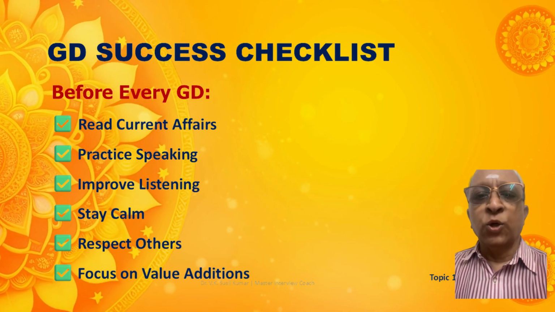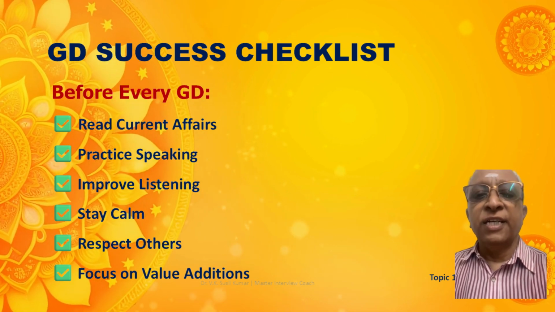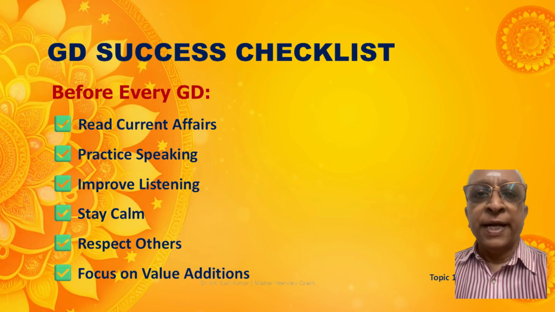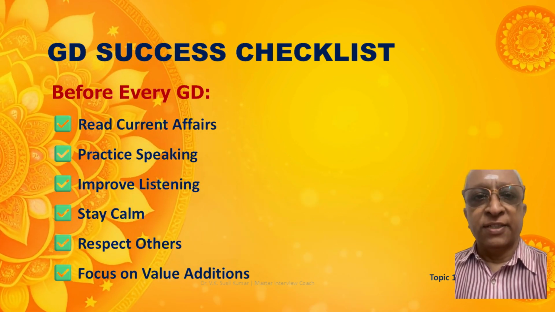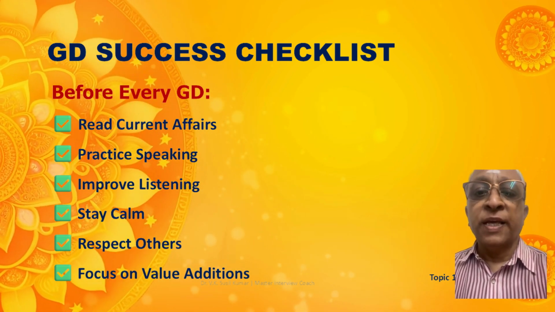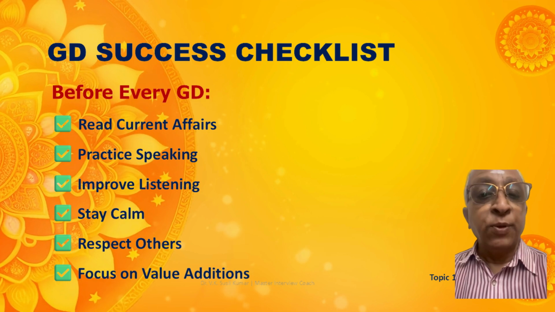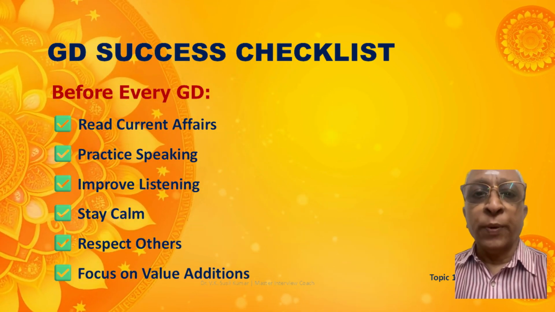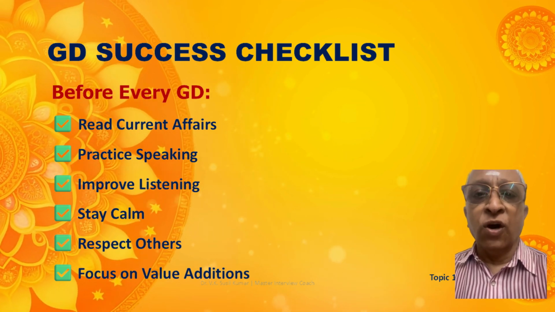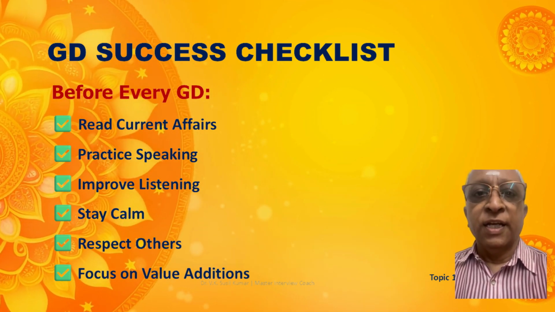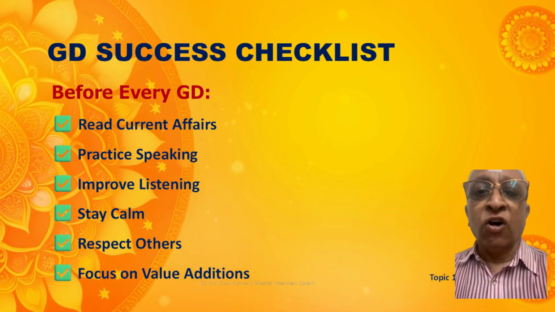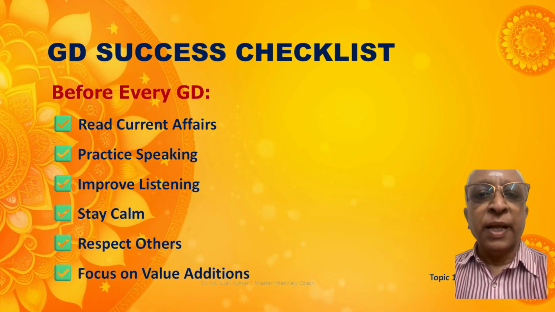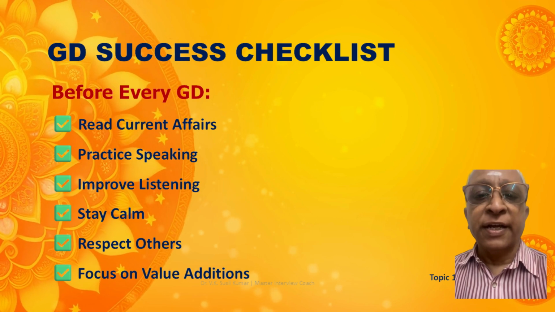Before every group discussion, read newspapers daily. Stay updated on current affairs. Practice speaking aloud. Improve listening skills. Respect differing opinions. Focus on value addition. If you consistently follow these practices, your GD performance will improve significantly.